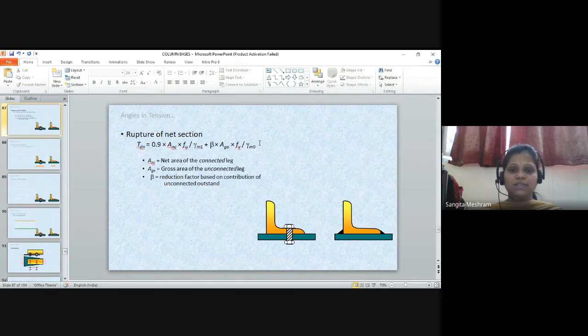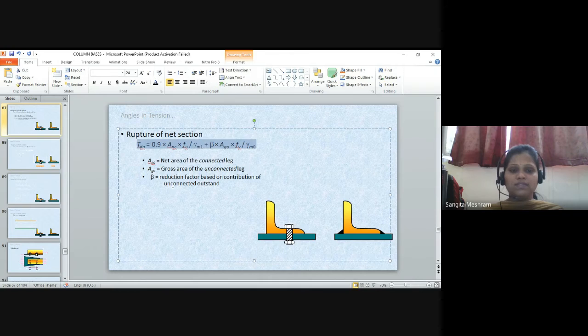This formula is given in the IS 800 2007. What is this ANC? ANC is the net area of the connected leg, the leg which is connected to the joint with the help of bolted or welded connections. And if there is the word net, that means we have to deduct the number of holes and their diameter from the total area. So that's why that is related with the net area. ANC is your net area of the connected leg.